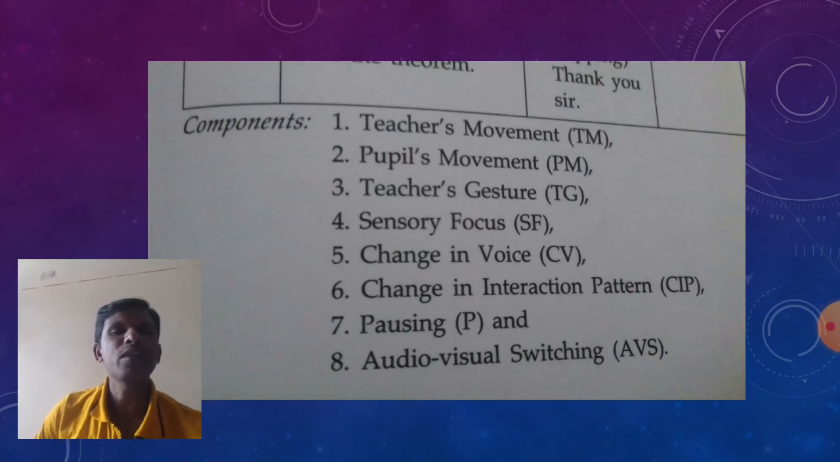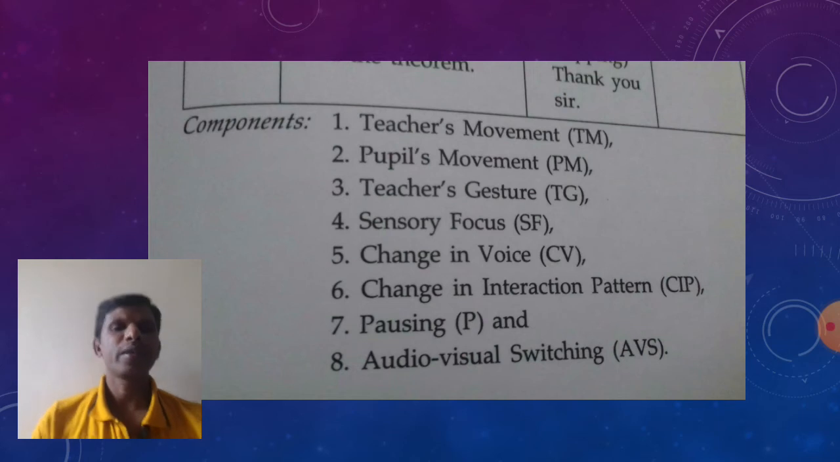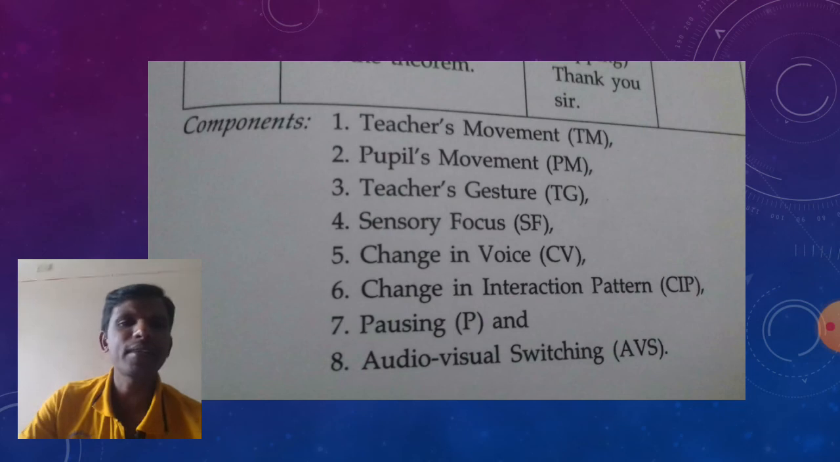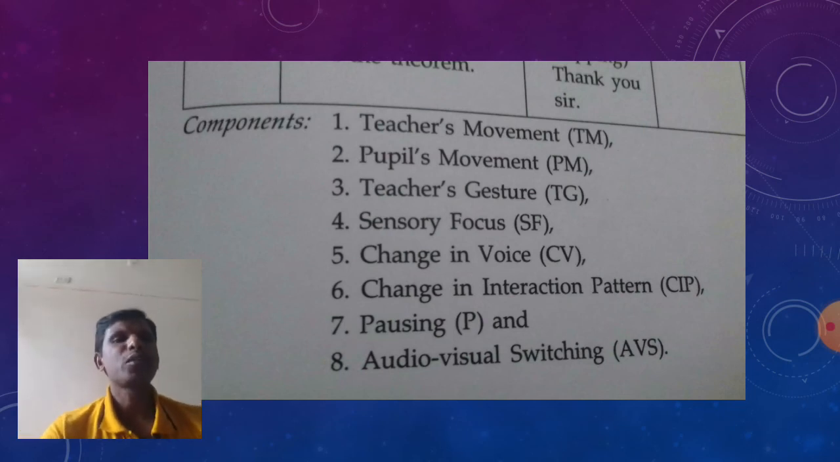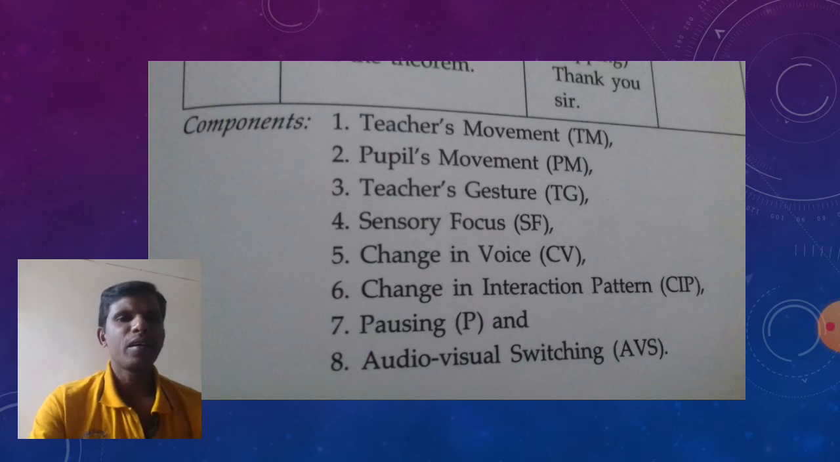The last one, a very important component, is audio visual switching, AVS. When the teacher wants to exhibit something, the TLM, either audio or visual, sometimes audio-visual TLM, sometimes only audio TLM, sometimes visual TLM. Whenever the teacher wants to exhibit, that should be displayed or presented to the students whenever the content is presented.